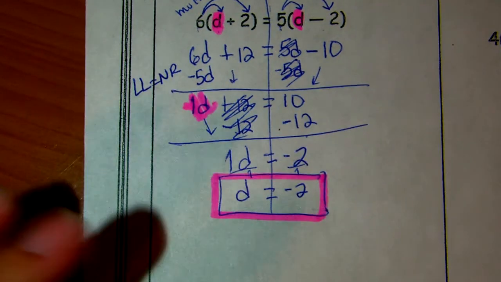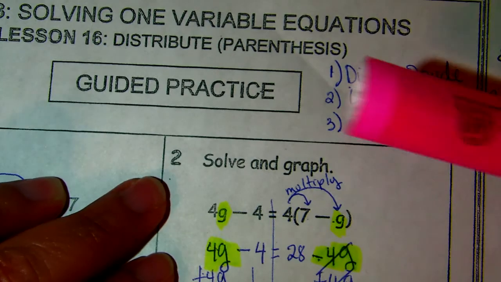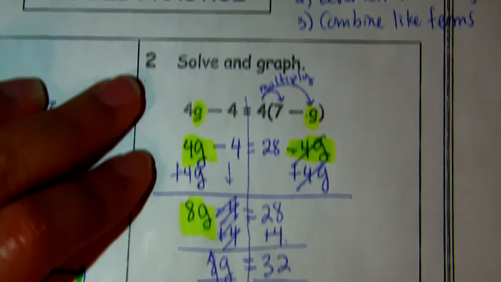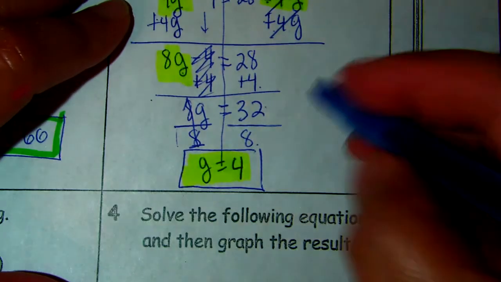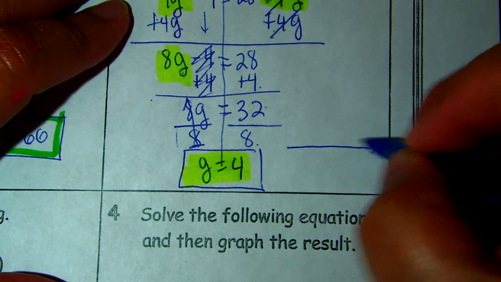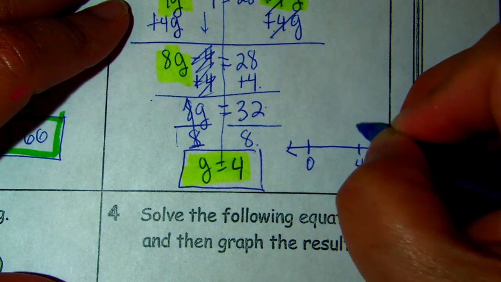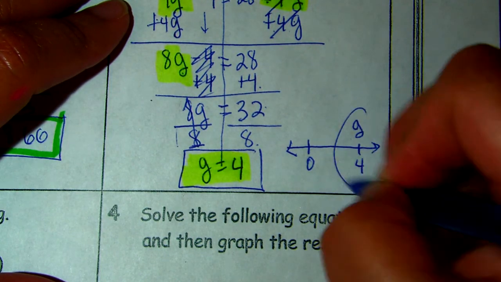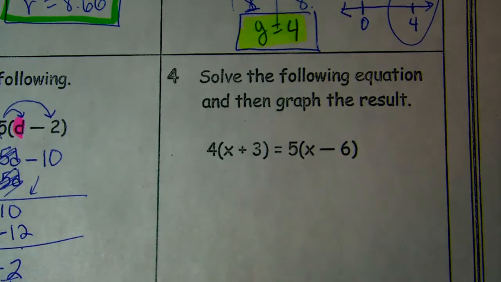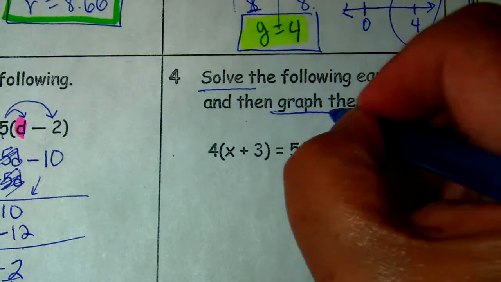I forgot to graph on number 2. It says right here, solve and graph. So, not to worry. All we have to do is just draw a little number line. Here's the 0, here's the 4, and here's the value for g. That's the graph. All right, because on number 4, again, they're asking us to solve and then graph.